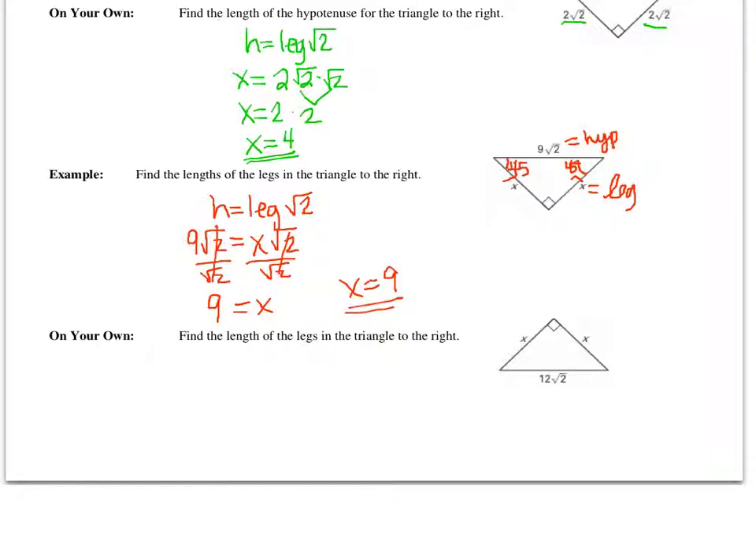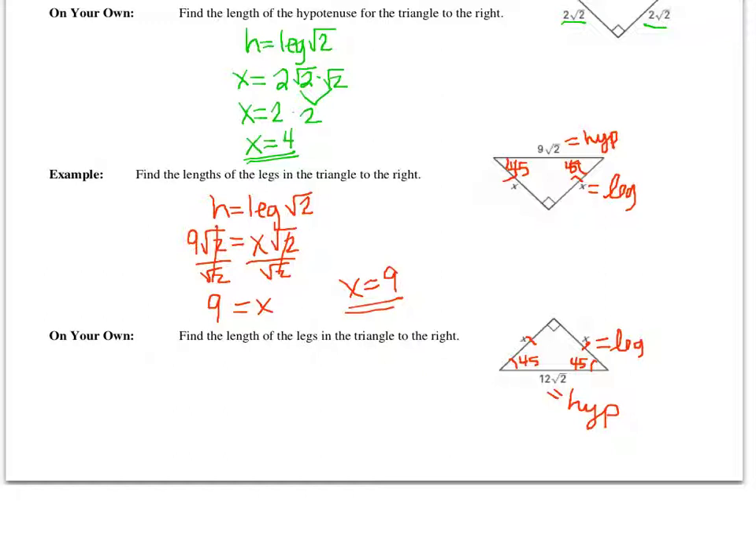And this last one on your own here, find the length of the legs of the triangle at the right. So again, I know my two legs are equal, so it must be 45 here and 45 here since it's a right triangle. So this x, that is my leg length again. And right here, 12 square root of 2, that's my hypotenuse.